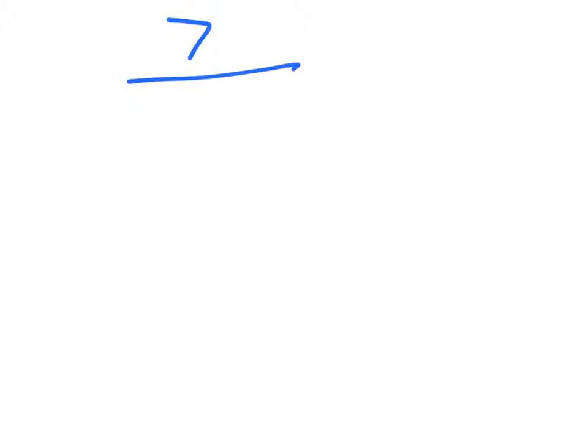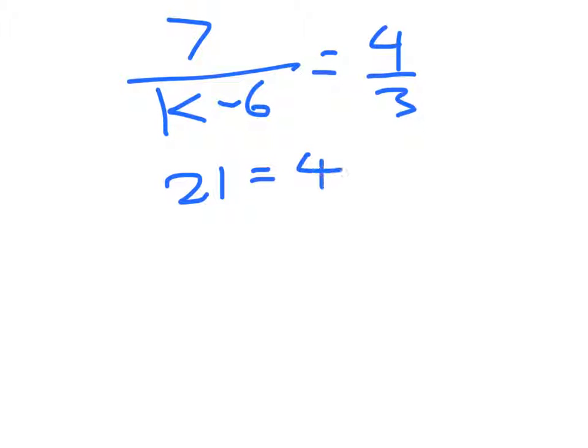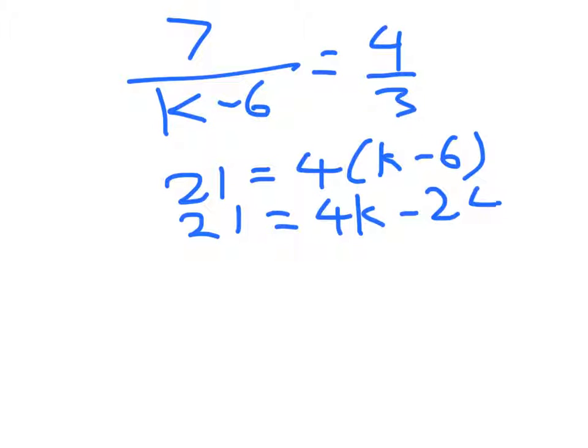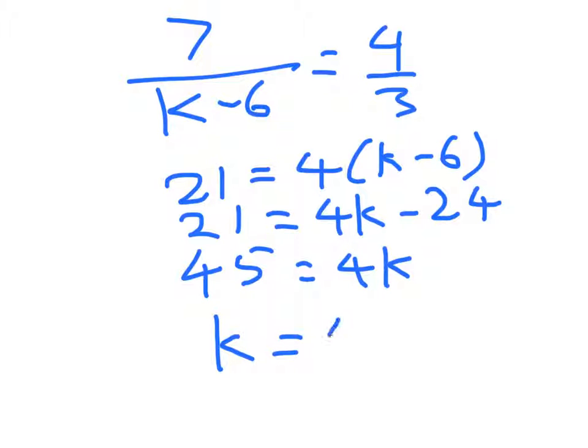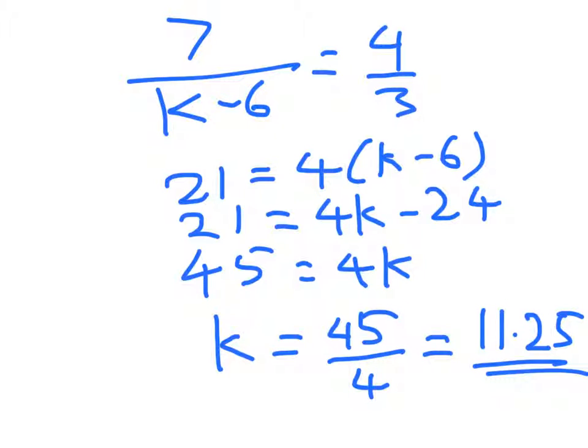So 7 over k minus 6 is equal to 4/3. 21 is equal to 4 times k minus 6. 21 is equal to 4k minus 24. 45 equals 4k, and k is equal to 45 over 4, which is the same as 11.25. Okay, so we're done.